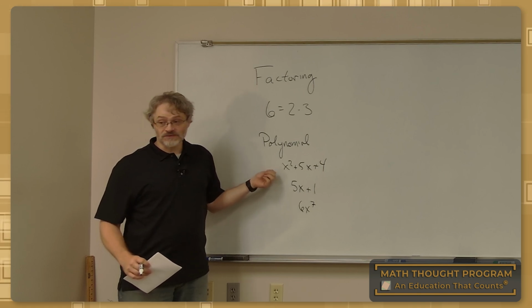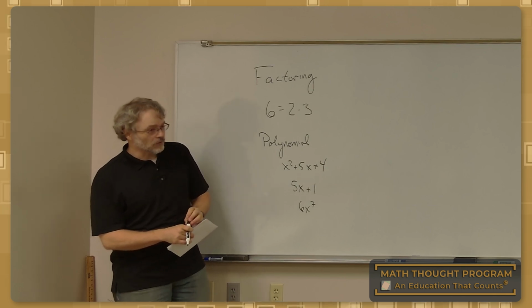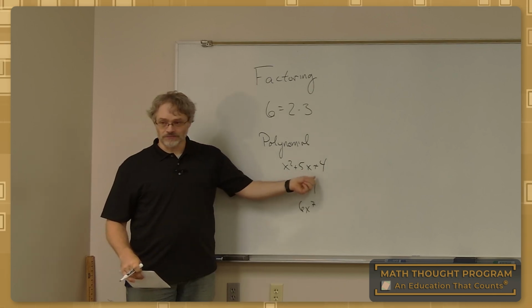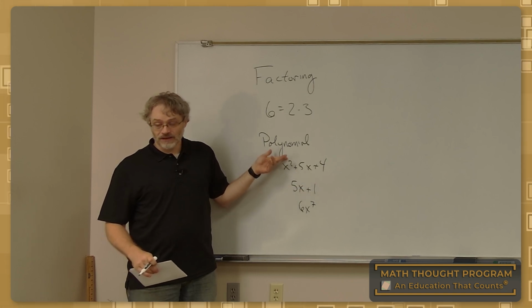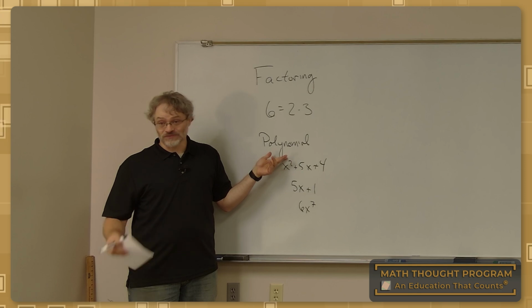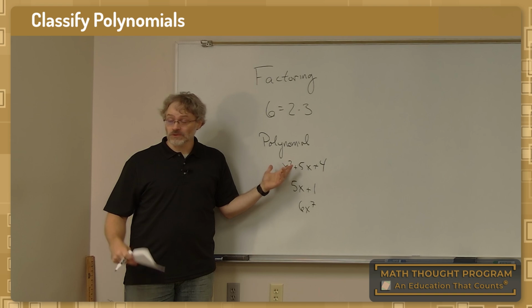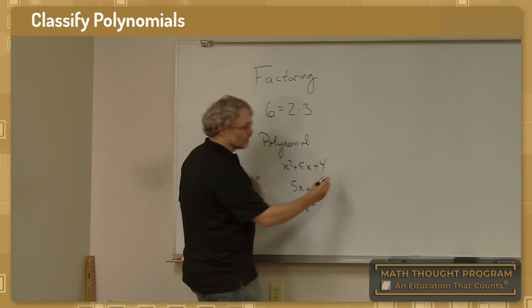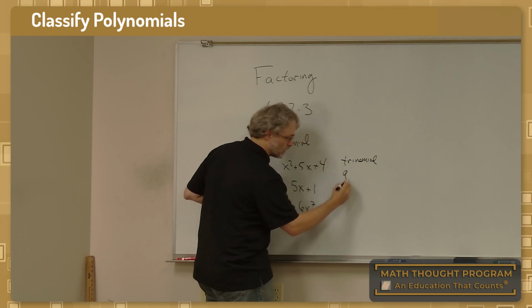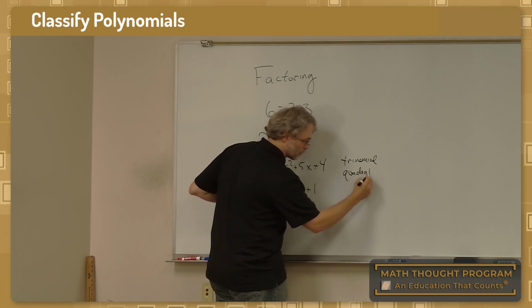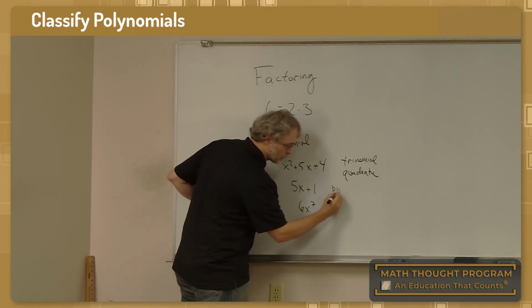I can also classify it by the degree of the polynomial. The degree of the polynomial corresponds, when you look at the x value, to the highest exponent, and we're looking at integer values. So here, this is going to be second order, which is also known as a quadratic. So this is a trinomial, but it's also known as a quadratic. This right here, again, is a binomial.